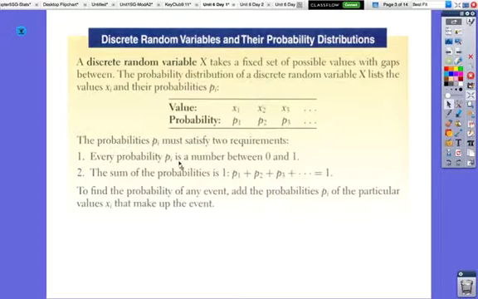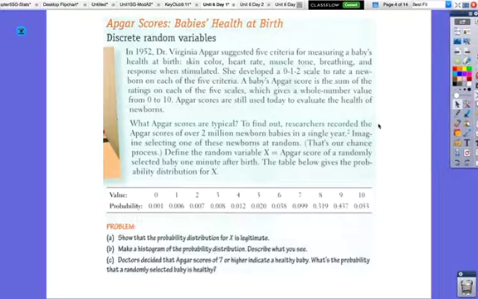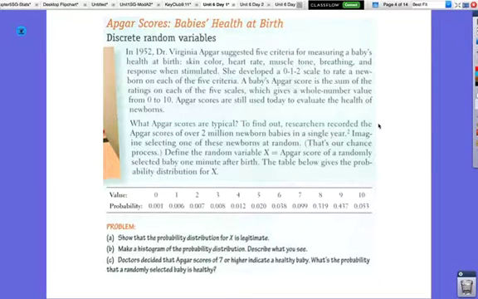Every probability p sub i is a number between 0 and 1. The sum of the probabilities is 1. So p sub 1 plus p sub 2 plus p sub 3 plus, and it continues on as long as it needs to until it reaches 1. And to find the probability of an event, add the probabilities p sub i of the particular values x sub i that make up the event. So an example of that is the following problem.